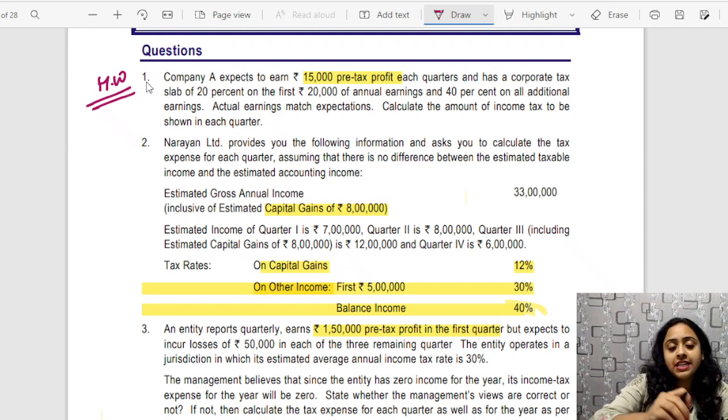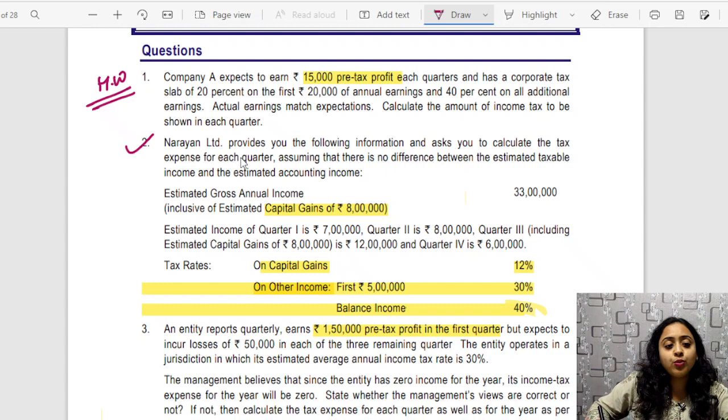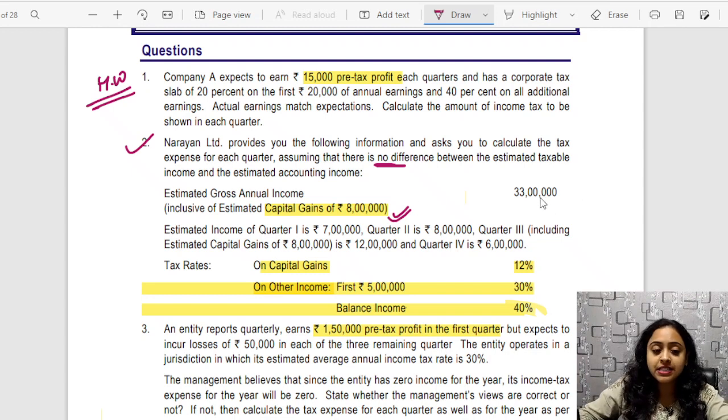and charge it to P&L for each quarter. If we talk about question number 2, Narayan Limited provides you the following information and asks you to calculate the tax expense for each quarter, assuming that there is no difference between the estimated taxable income and the estimated accounting income. Estimated gross annual income is 33 lakh, out of which estimated capital gains are 8 lakh. Okay, inclusive of 8 lakh. This means if we deduct 8 lakh from 33 lakh, it is 25 plus 8. So 8 lakh is capital gain and 25 is other income.